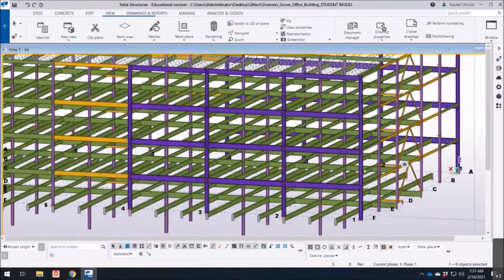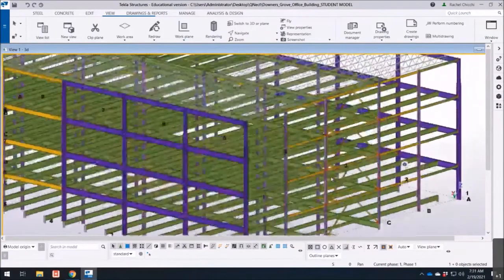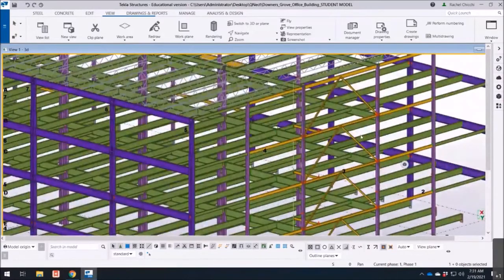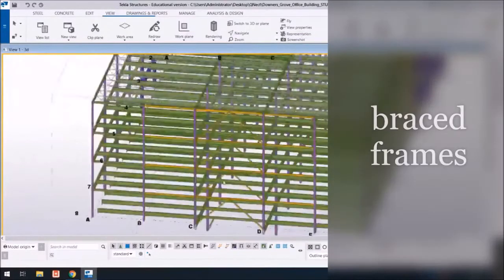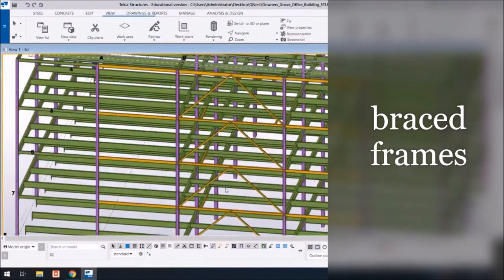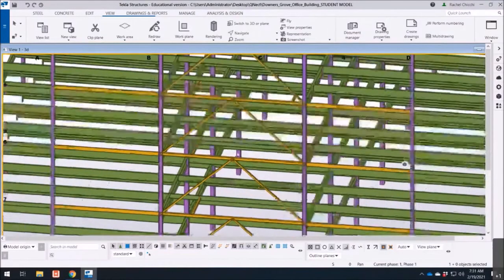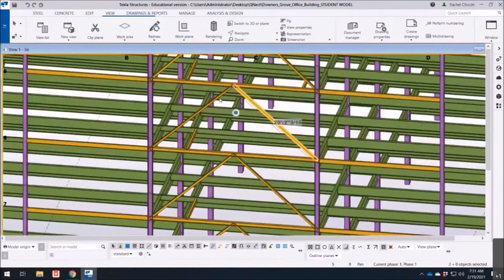The yellow framing on either side of the north-south direction, so the frame that's here and the framing that's on the other side, these are braced frames, part of a braced frame lateral system. You can see that we have vertical braces here that are used in an upside down V, also known as chevron configuration. These braces can be oriented in a number of different patterns, and they help to resist lateral forces as well.